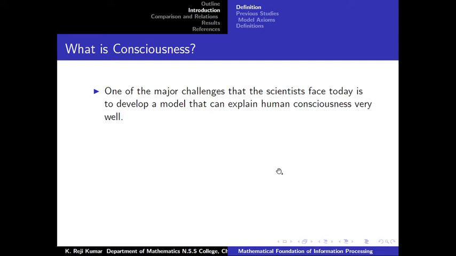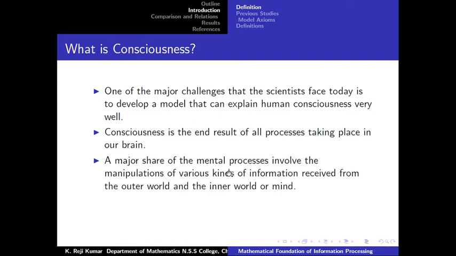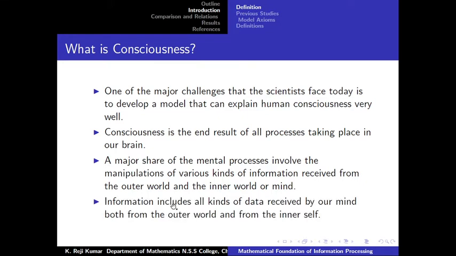What is consciousness? One of the major challenges that scientists face today is to develop a model that can explain human consciousness very well. Consciousness is the end result of all processes taking place in our brain. A major share of the mental processes involve the manipulation of various kinds of information received from the outer world and the inner world or mind. Information includes all kinds of data received by our mind, both from the outer world and from the inner self.